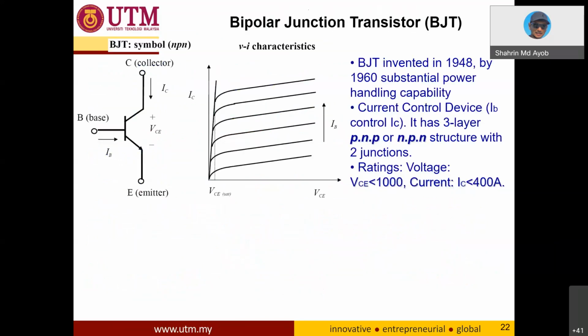Okay, let's begin with the BJT. This is the first transistor, invented in 1948. This is the symbol. You have the collector, the emitter, and the base. This part is what we call the control part, and this part is the output part.